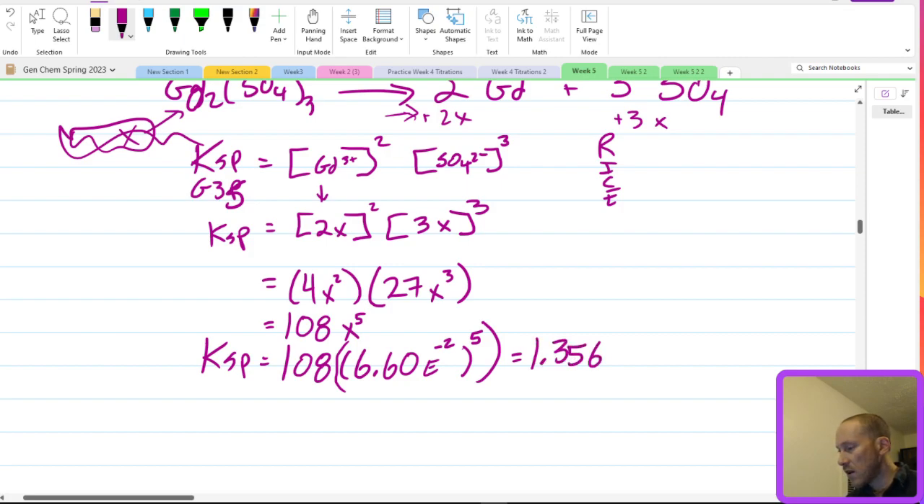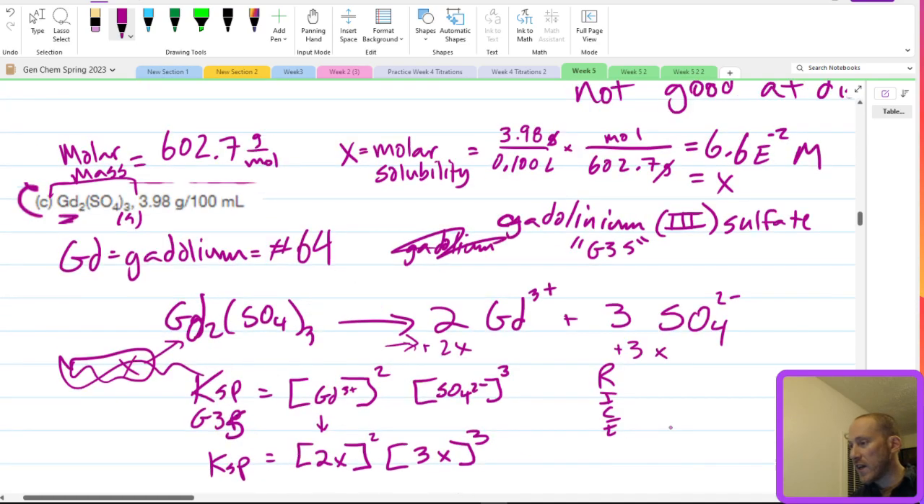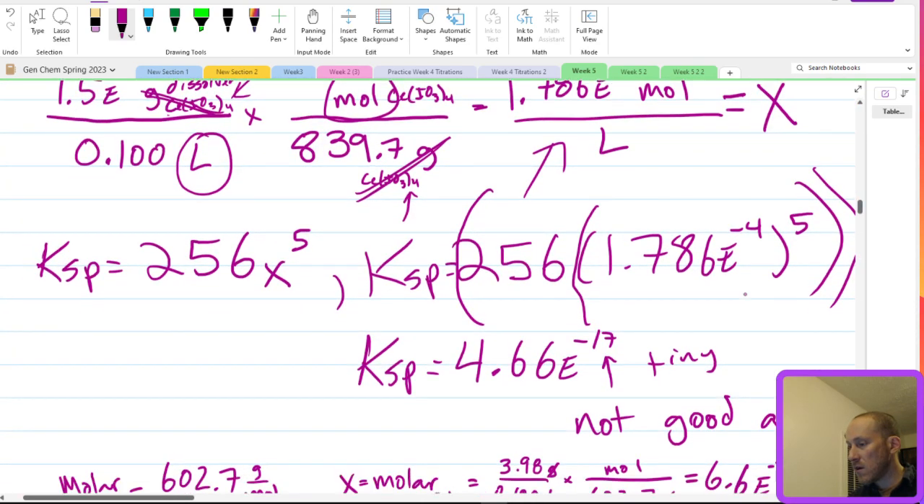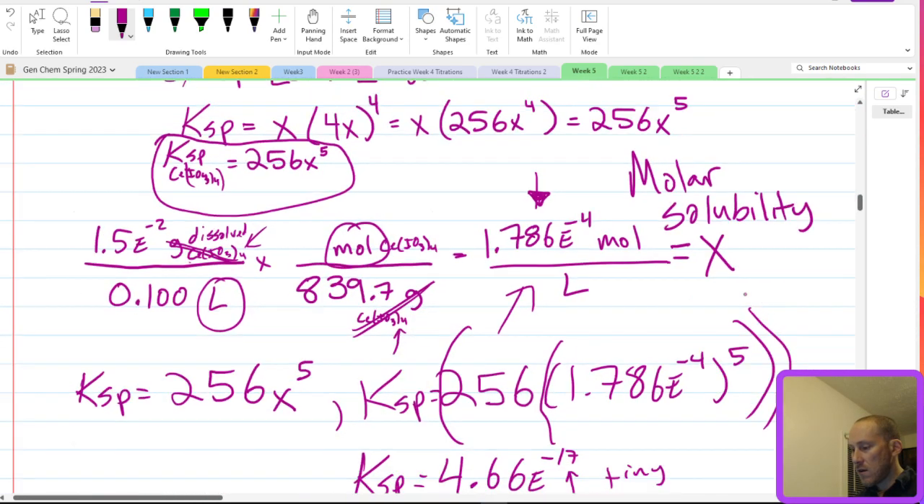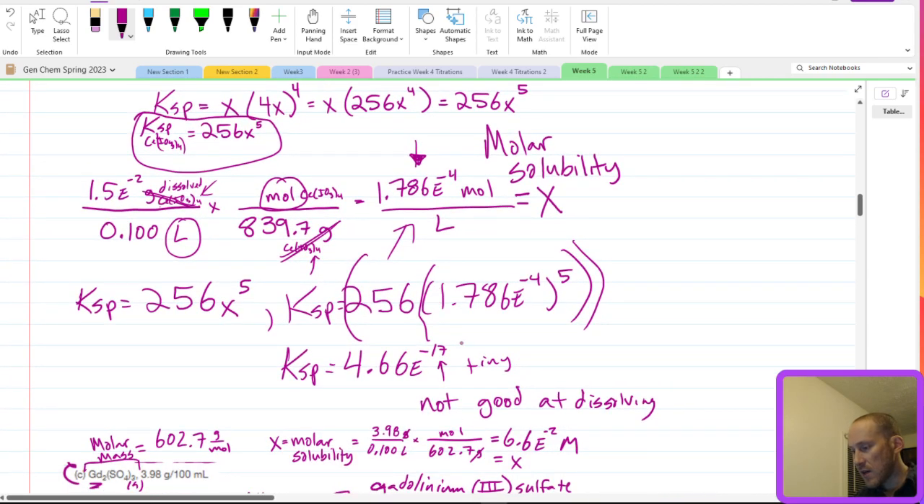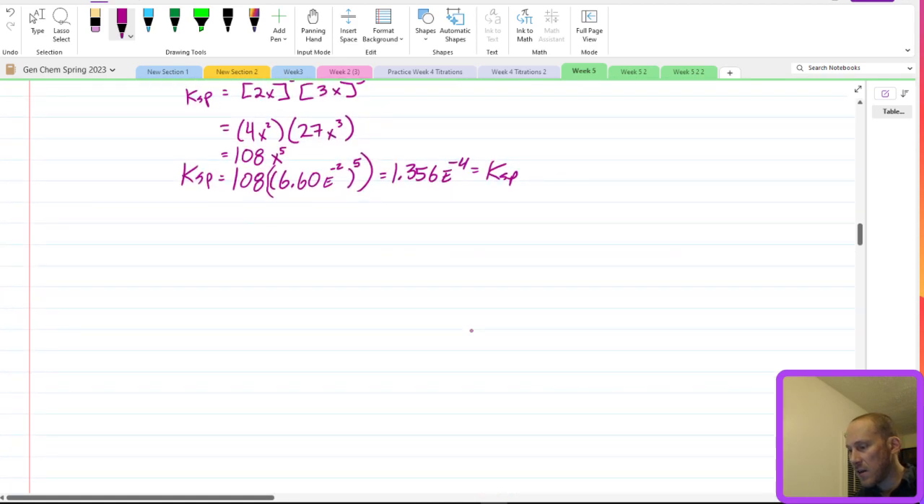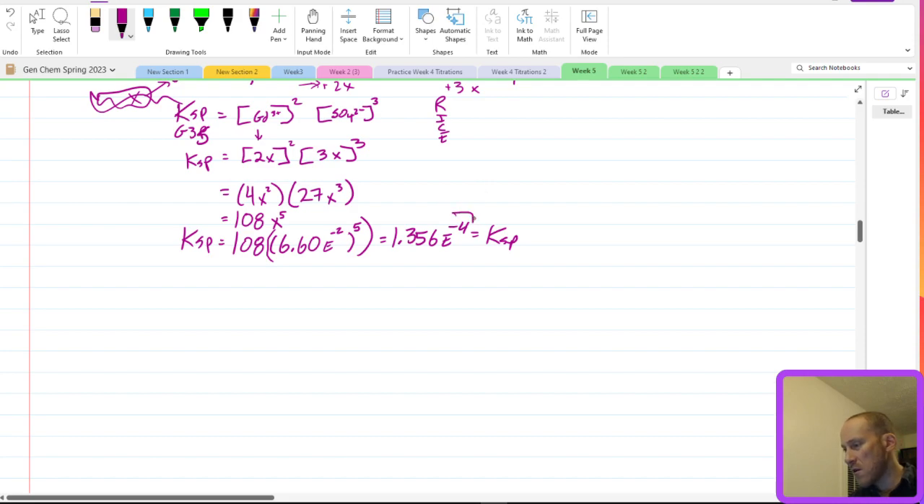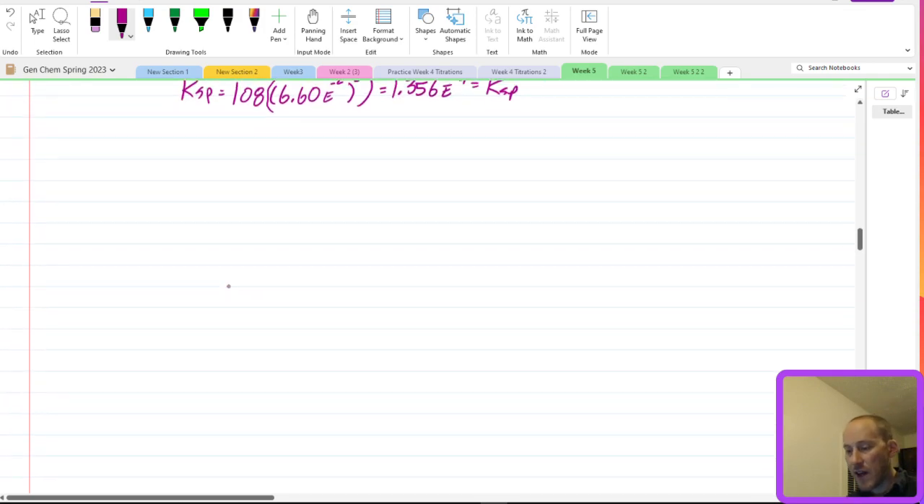So this Ksp is times 10 to the -4. I mean, it's not great at dissolving, but it's way better than this one. Times 10 to the minus 17 is tiny. Times 10 to the minus 4 is small, but bigger than the last one. So this stuff is better at dissolving than the last stuff.